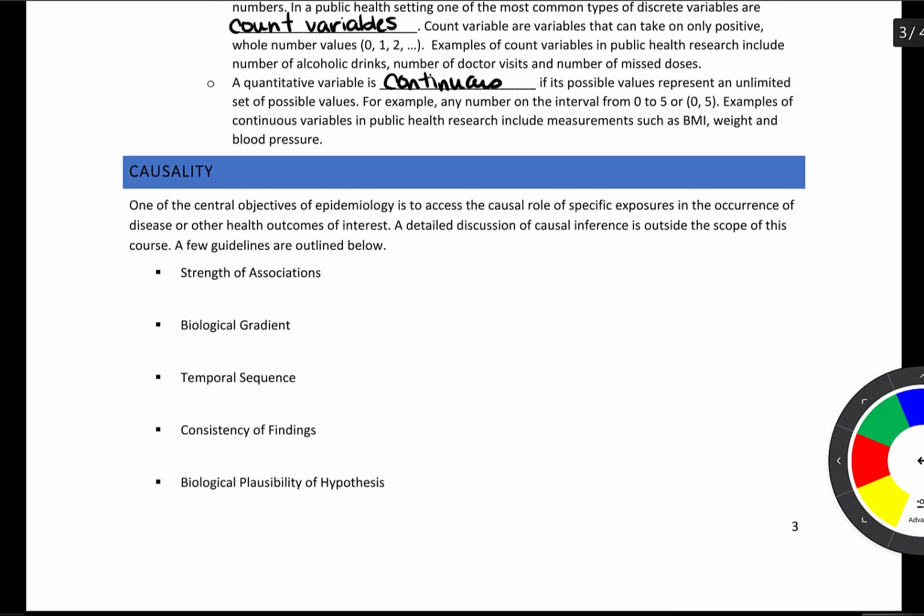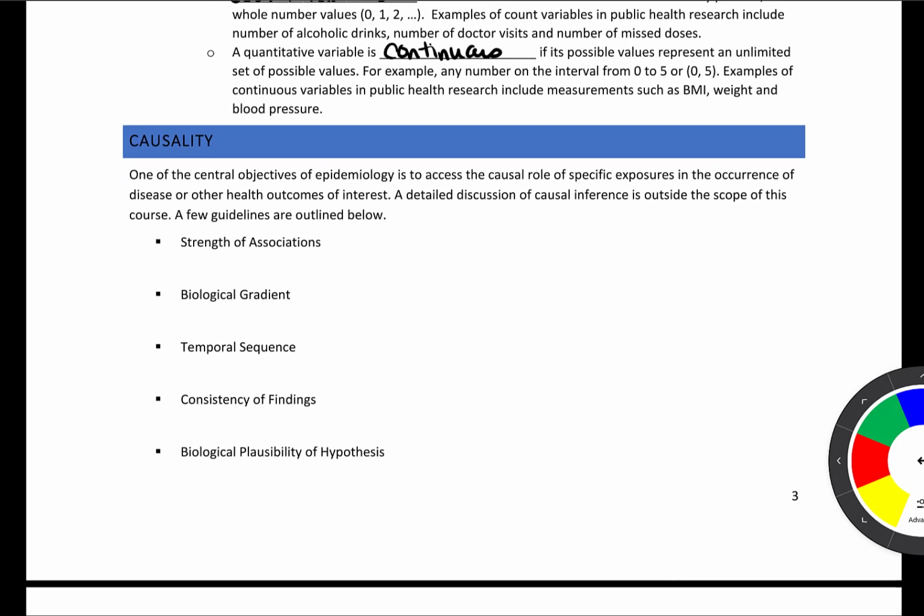The last thing we have in this note set to talk about is causality. One of the central objectives of epidemiology is to assess the causal role of specific exposures in the occurrence of disease or other health outcomes of interest. A detailed discussion of causal inference is way outside the scope of this course, but there are a few guidelines that you should be aware of when talking about causality.